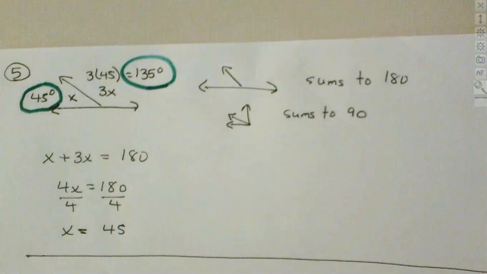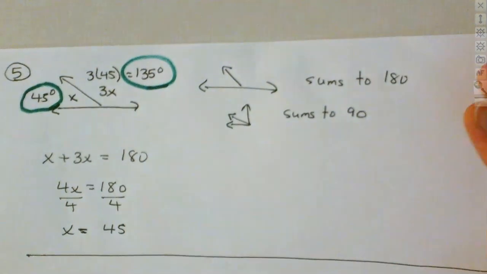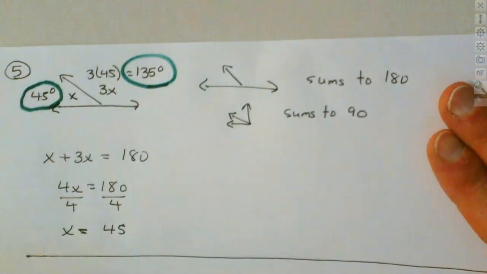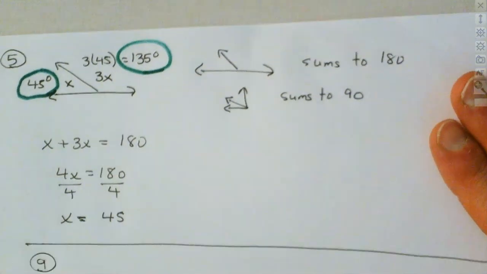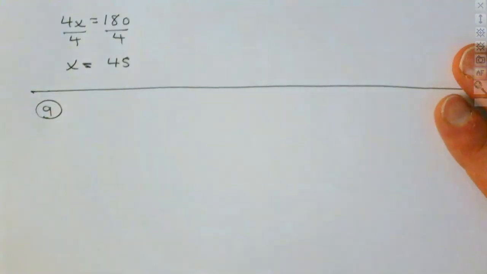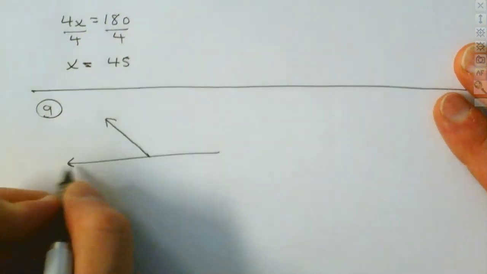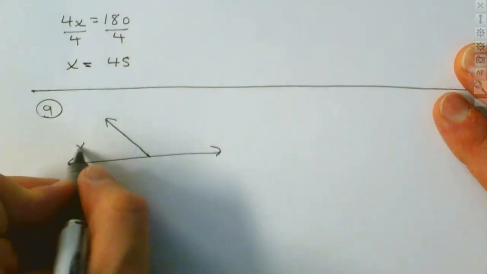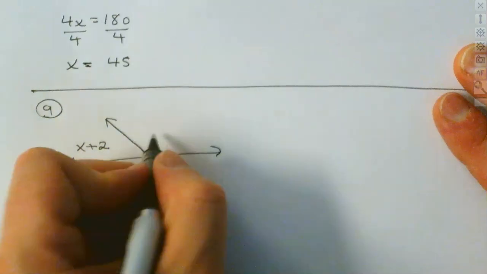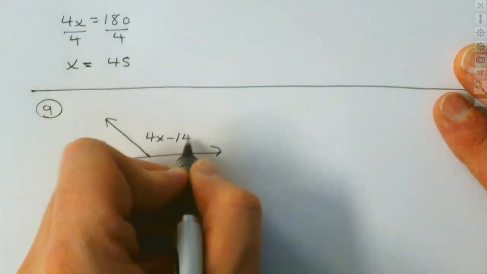Okay. Question 9, very similar. I'm not going to finish out question 9, but I am going to write up the equation. So question 9 is very, very similar to question 5. This is what we've got. And this is x plus 2. And this is 4x minus 142.